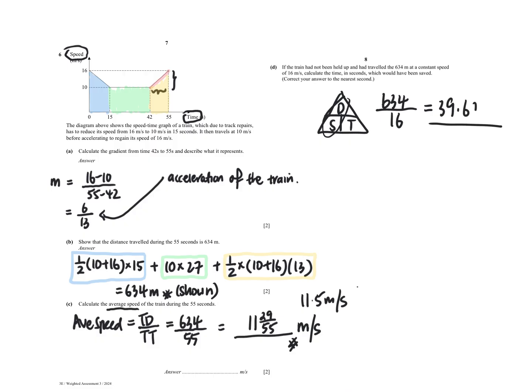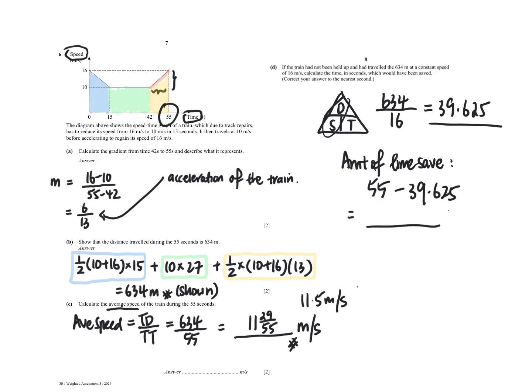39.625. Okay, 39.625. So the amount of time saved would be your 55 seconds take away your 39.625. Nearest second. 15.3. So 15. Okay, nearest second. Question says nearest second. So you would have saved 15 seconds if you hadn't been delayed.